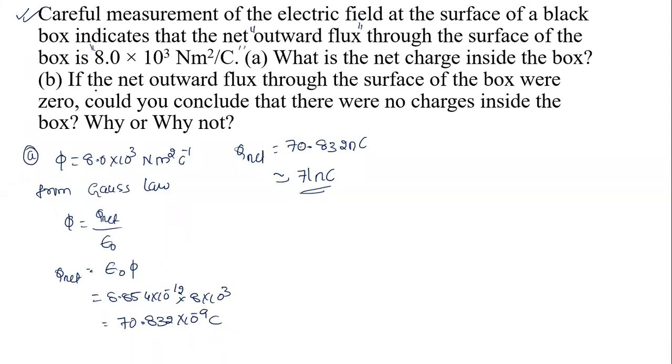Look at B part of the question. If the net outward flux through the surface of the box were 0, could you conclude that there were no charges inside the box? Why and why not? So now there are two possible cases.